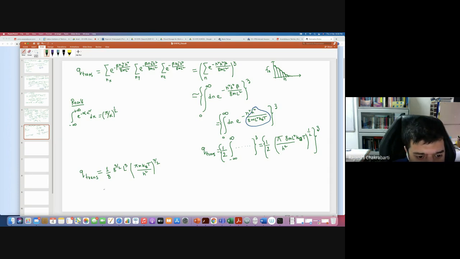And this will give me what? L cube is something like volume. But this is not the big volume. This is the volume of a single particle.